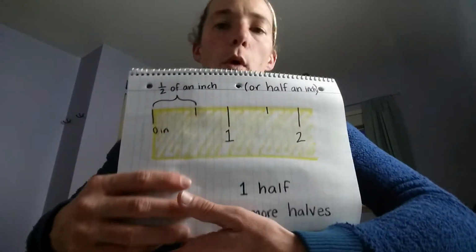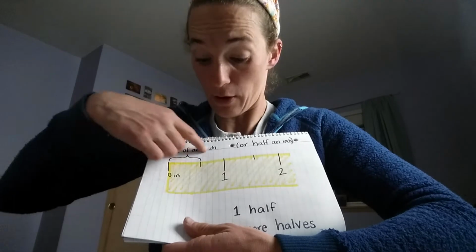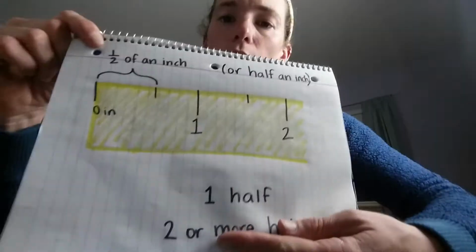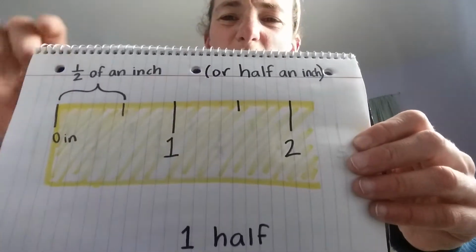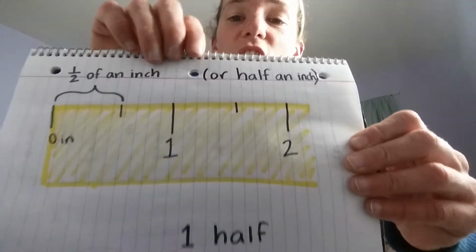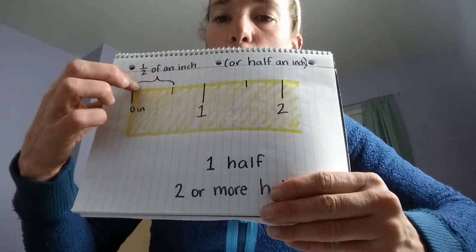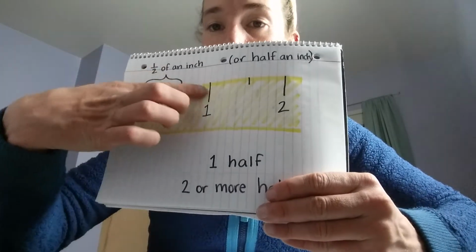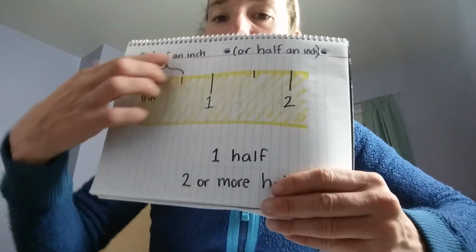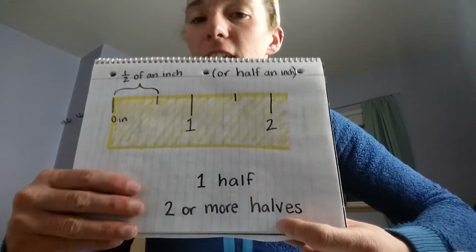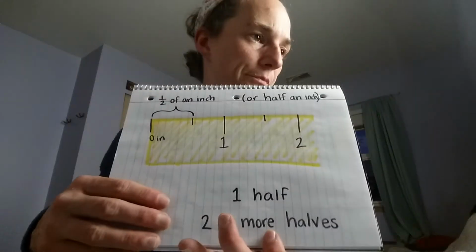I want you to think what fraction each part is. Here's my whole inch. And I want you to think what fraction of the inch each part is. Here's a part. And of course it's 1/2 of an inch. And I want to also take this time to just mention, you could also say 1/2 an inch. And this is 1/2. When we have more than 1/2, like this would be 2 halves, we would say 2 or more halves with a V. So that's just something to know.